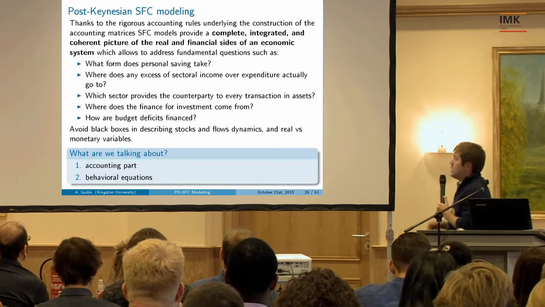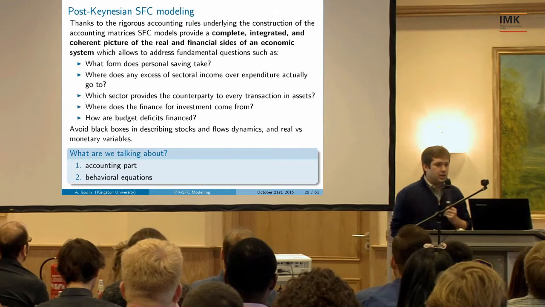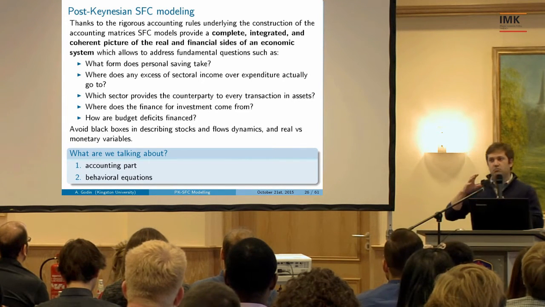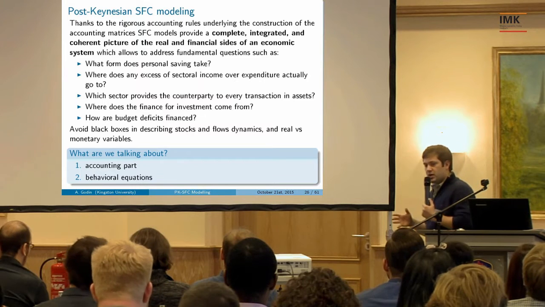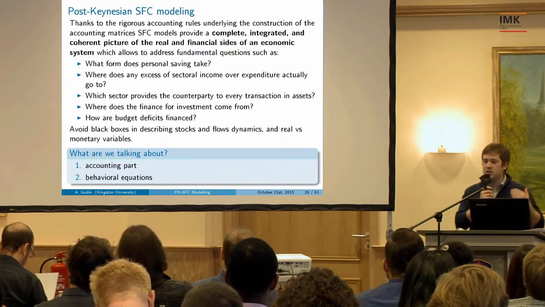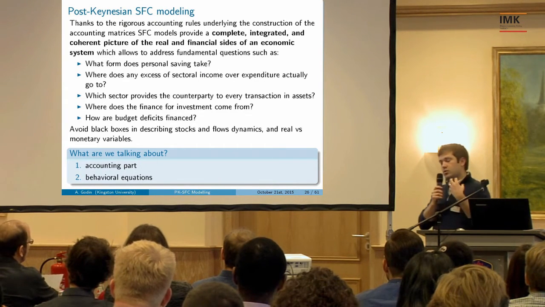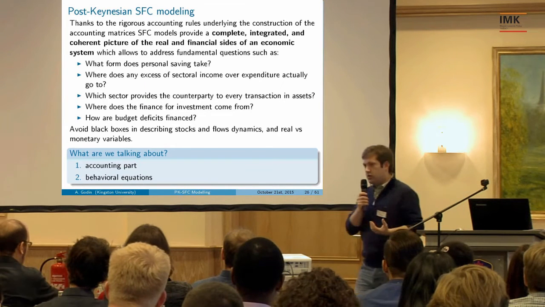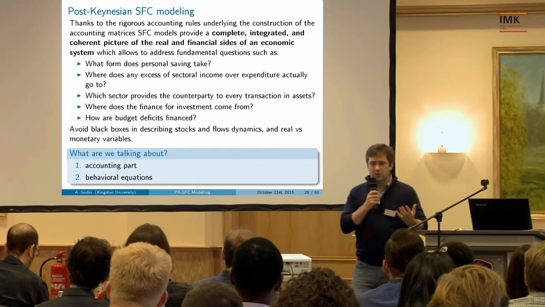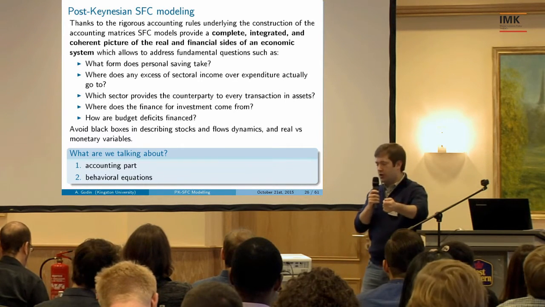But what is it? So the post-Keynesian SFC modeling approach basically offers a framework, an accounting framework, which allows you to trace stocks and flows, and the framework is complete, integrated, and coherent. The reason why I say coherent is because not only do you need to have stock-flow consistency, making sure that all the stocks are the composition of the evolution of flows, but also that the time series you're looking at are coherent with each other.